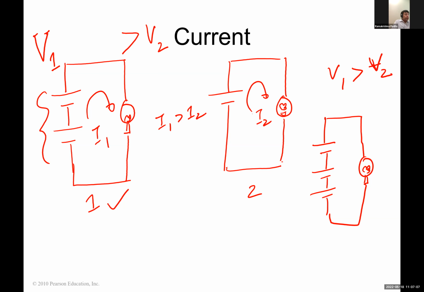So the bulb doesn't change, yet the current changes. That means more potential difference leads to more current for the same bulb.